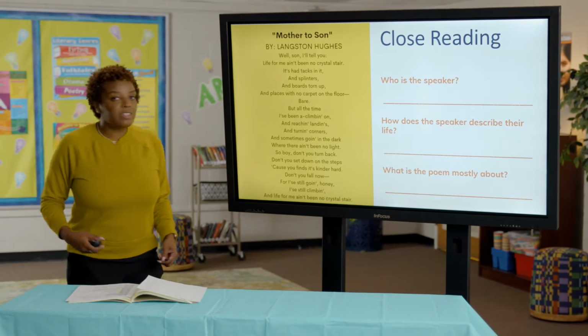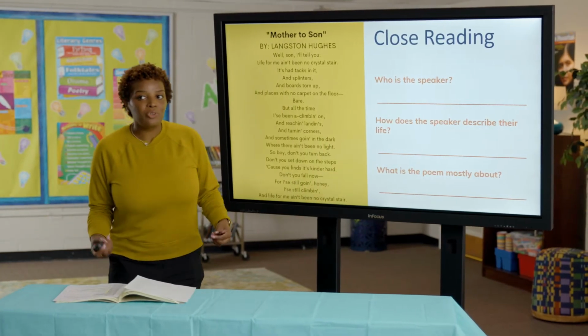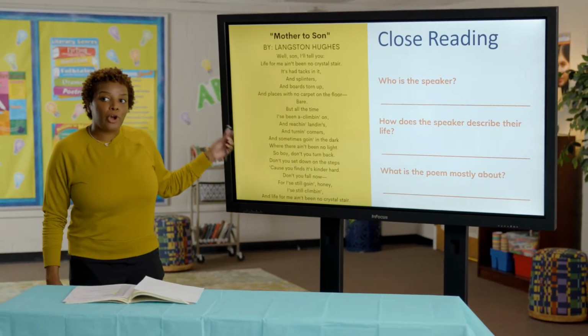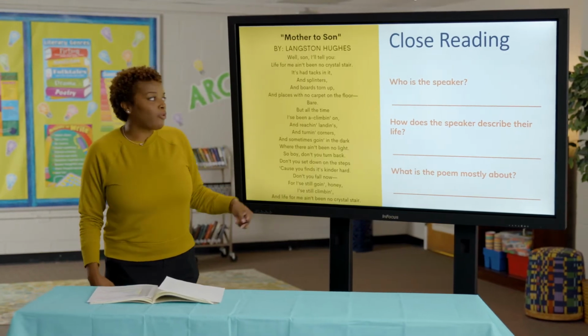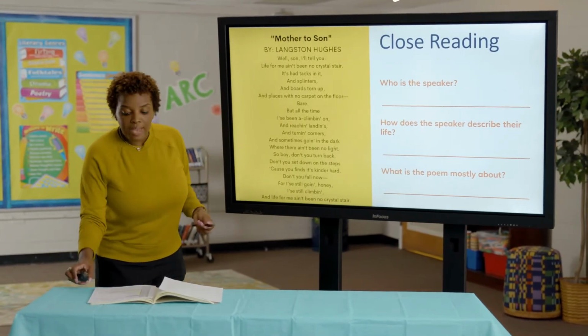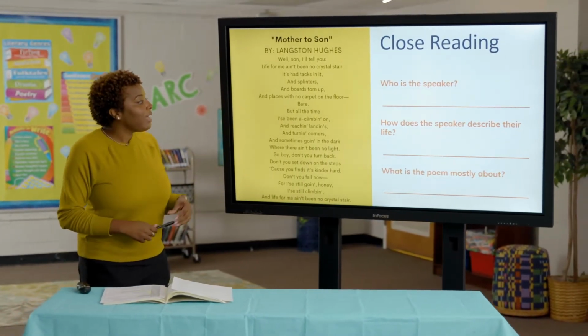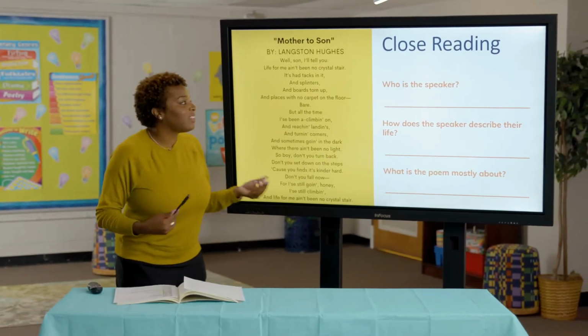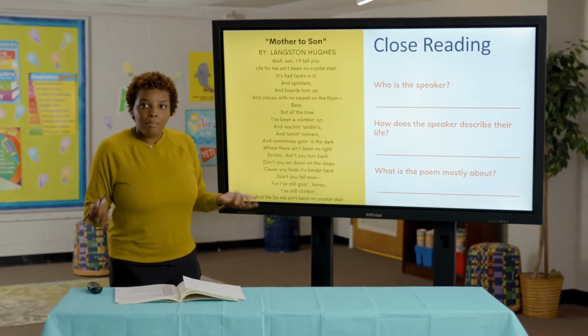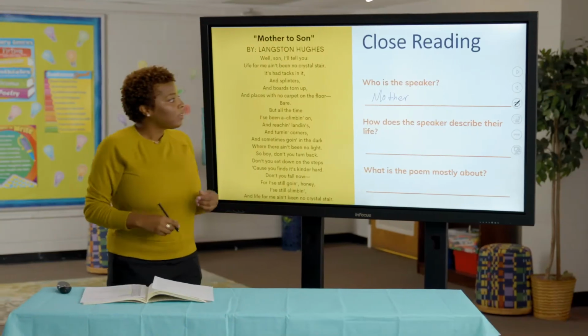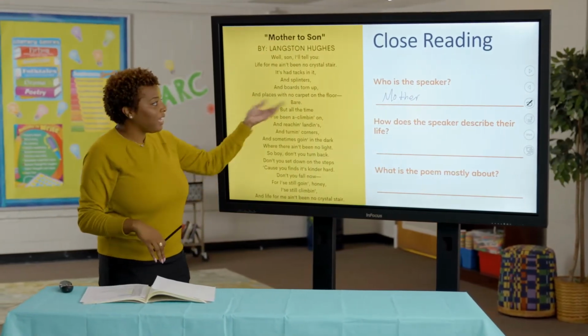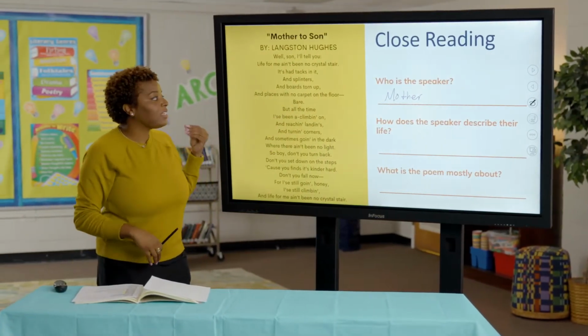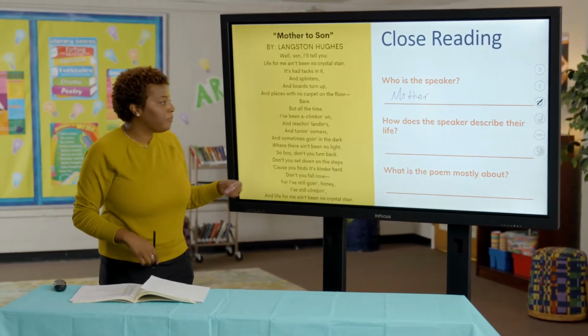So now that I've read this poem initially, if you need to, you can pause the screen and reread the poem on your own. However, we're gonna keep moving forward. So, based on my first read, I've been able to identify that the speaker is the mother. So after my initial read, I can answer the question, who is the speaker? And I can identify that the speaker is the mother.